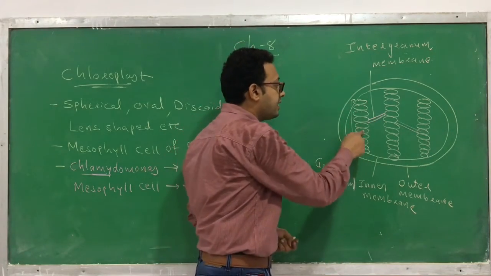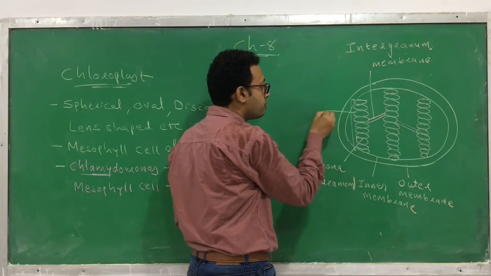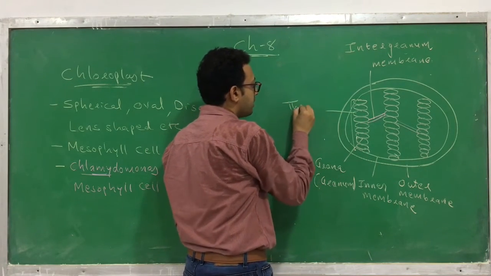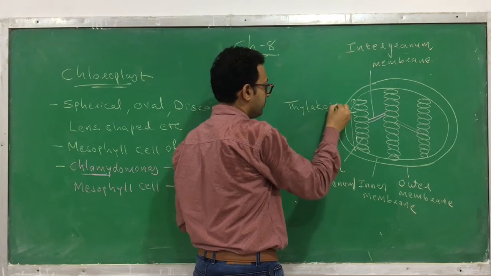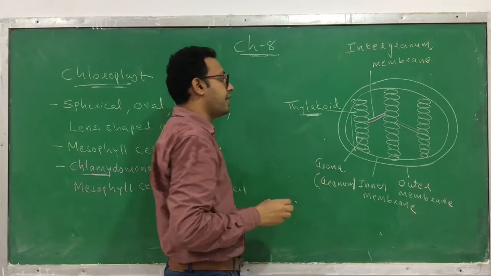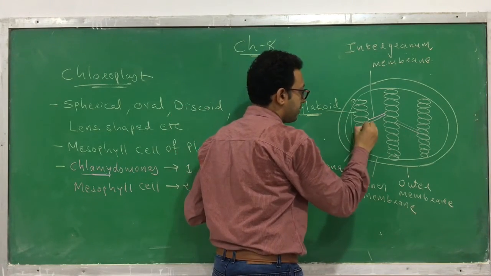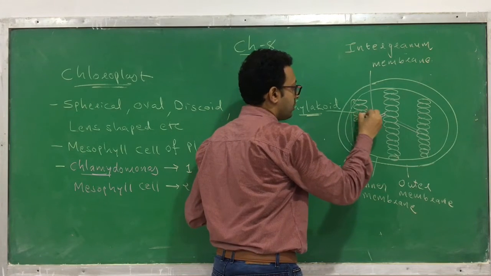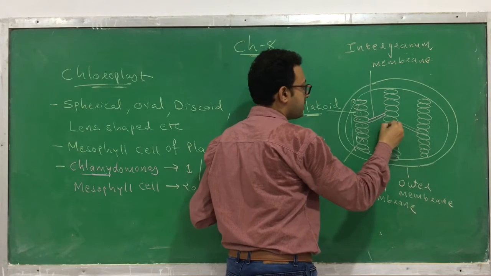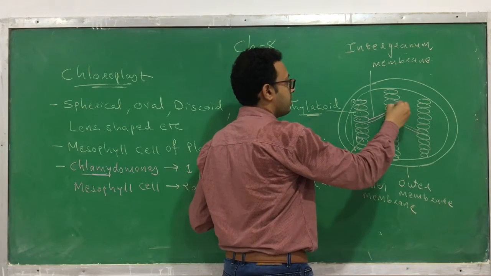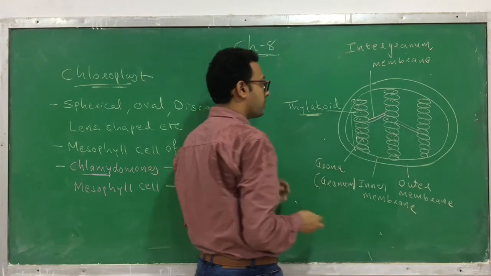And the grana contains a number of flat lamellar structures. The individual one is called a thylakoid. What is it called? Thylakoid. And this thylakoid possesses the pigment that we call chlorophyll. This thylakoid, I am not drawing all of them. These all are thylakoids.